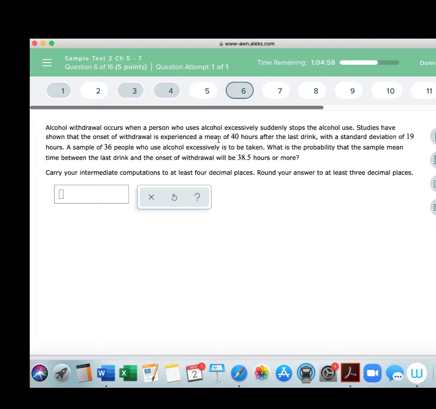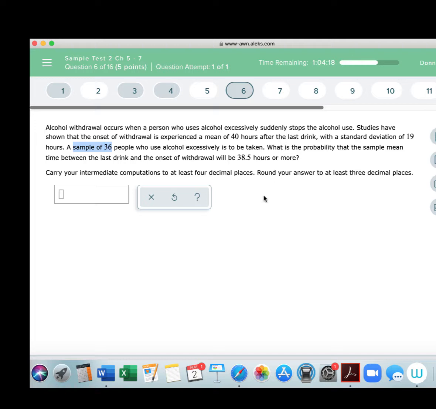The fact that they tell us the mean hours in the second sentence of 40 hours and also the standard deviation of 19. Then they say something that's different. In the other problems, they say it was normally distributed. But in this one, it doesn't. It just tells us that the sample is of 36 people. We know by the central limit theorem that when the sample size n, in this case 36, is larger than 30, the distribution of the sample means is normal. So this is our clue that this is going to be a problem on central limit theorem sample means.